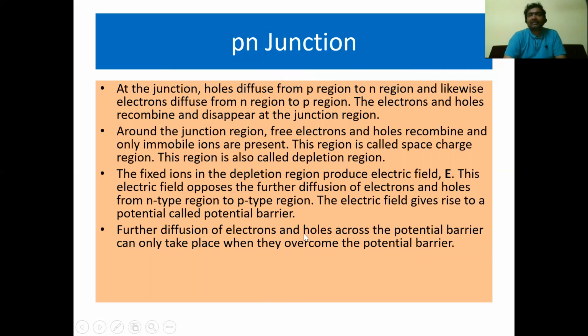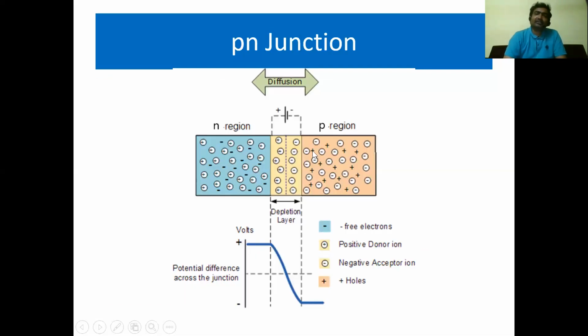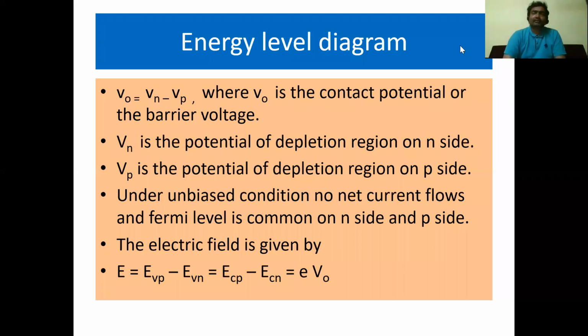Further diffusion of electrons and holes across the potential barrier can only take place when they overcome the potential barrier. So in order for a hole to jump from the p region to the n region, this hole should have a potential difference more than this barrier potential. Suppose this barrier potential is 0.3 volts, then this hole should have more than 0.3 volts to cross the junction. Similarly, this electron should have a potential more than this barrier potential, then only can this electron enter into the p region.